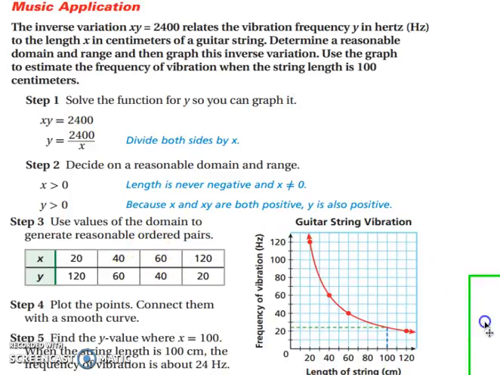So when we plot the points, we're going to have our graph. Now we can estimate the frequency of vibration when the string length is 100 centimeters. So go to 100 centimeters and then go up, and it's about 24 hertz.